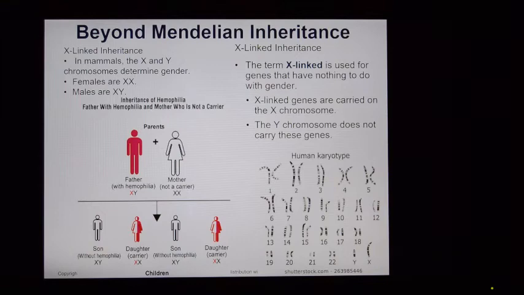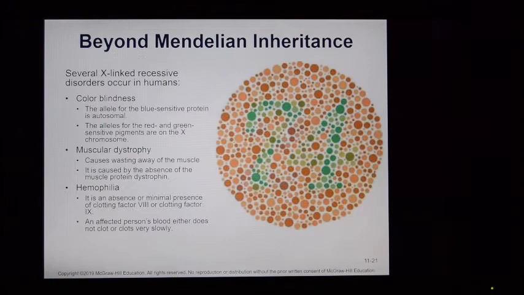I know we talked about this, but the idea is that the genes for blood clotting are found only on the X chromosome. Only the X chromosome displays the trait for blood clotting. Alternatively, only the X chromosome has the required genetics for appropriate color vision. I think I've got a slide on this. Yes, okay. So let's do this one first.